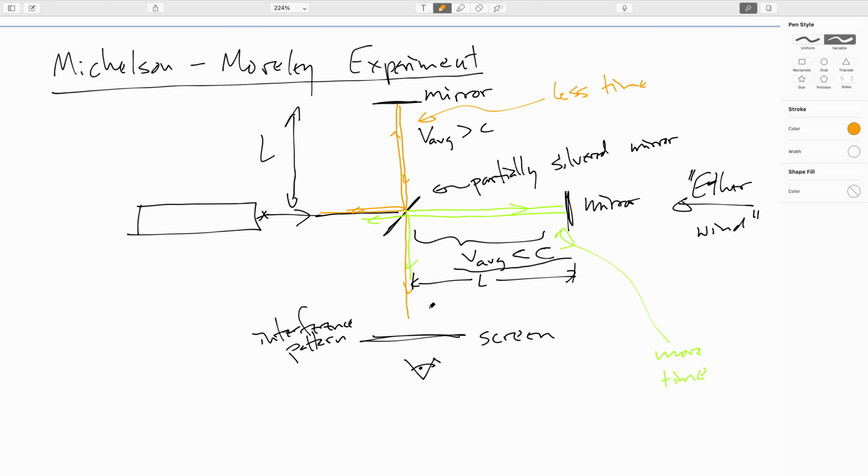So if you've got it all tuned up to make a particular pattern, now here comes the big trick. If you rotate the whole apparatus 90 degrees, you've now switched which leg is the more time leg and which leg is the less time leg. So there should be a difference in the interference pattern that you see as a result. And we'll get more into that later when we talk about light interference. But you should see a difference in the pattern. There was no difference in the pattern. The pattern did not shift at all.